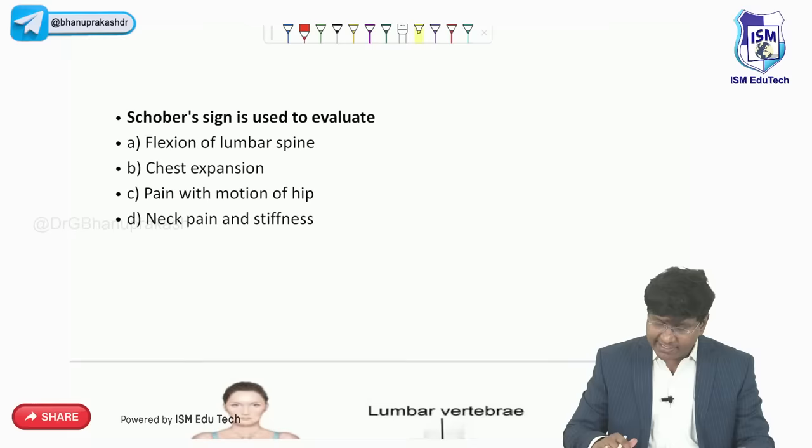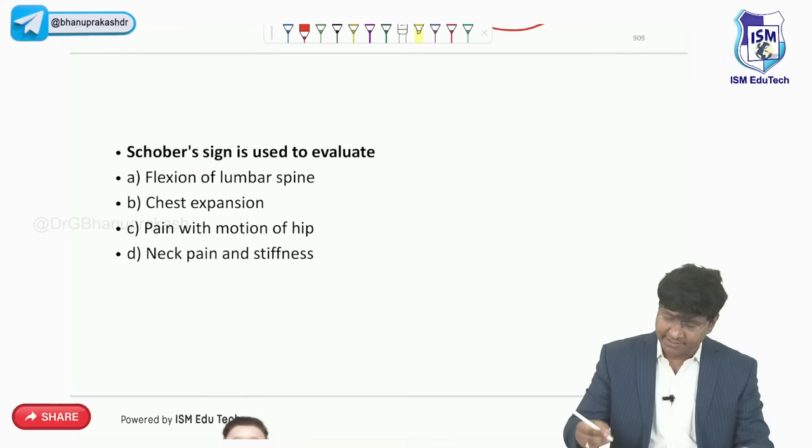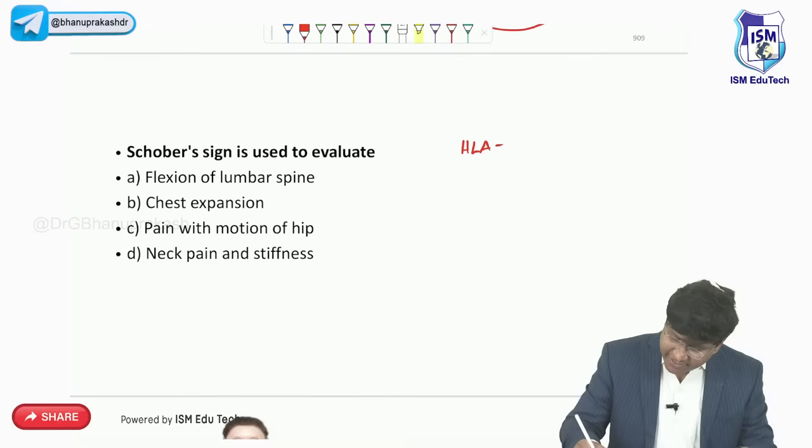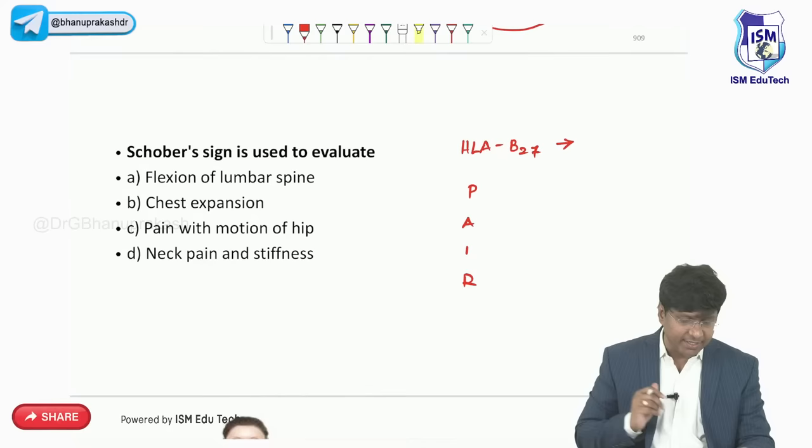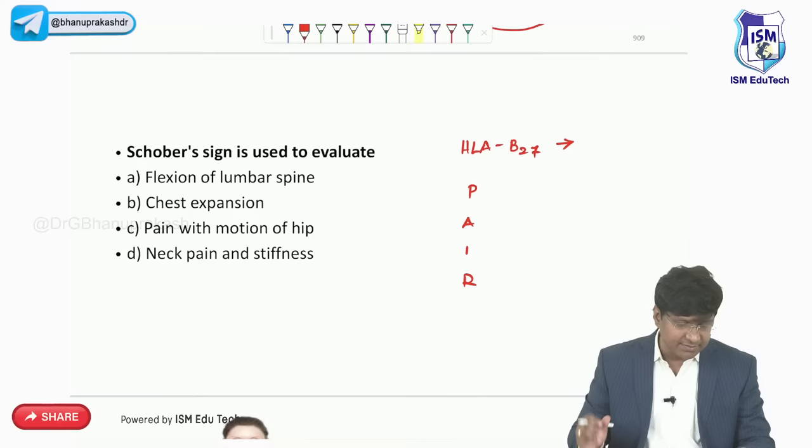Okay. And ankylosing spondylitis is a seronegative arthritis. It is not seropositive, it is seronegative arthritis. And what are the other conditions where you have HLA-B27? Just remember this mnemonic, PAIR. Right? What will be this PAIR? That is psoriatic arthritis, ankylosing spondylitis, inflammatory bowel disease, and Reiter syndrome or reactive arthritis. These are all the conditions where you will have HLA-B27.